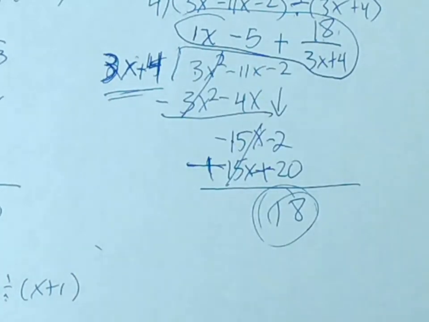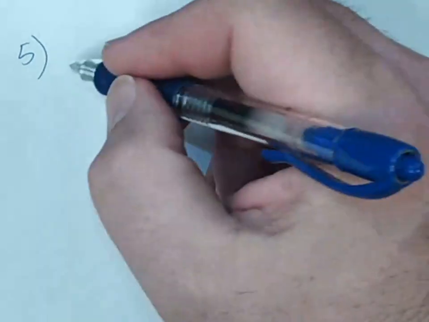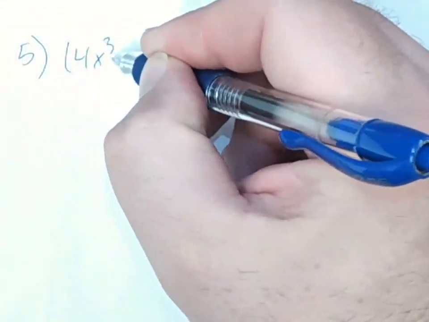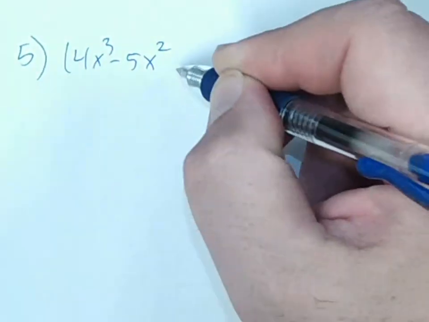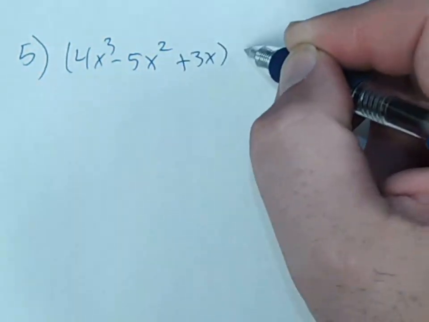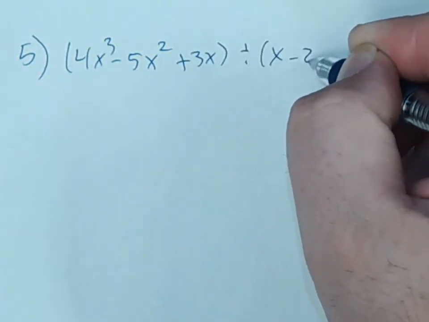I want to do one more for you, and then I'll call it a day. I'm going to do number 5. And like I said, I will post something that has all of the problems worked out for you. So here's number 5. It is 4x cubed minus 5x squared plus 3x divided by x minus 8.